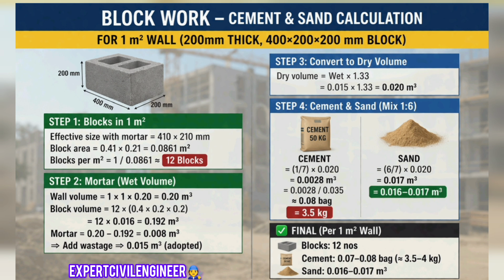So finally, for 1 square meter block work, you need 12 blocks, 0.07 to 0.08 bag cement, 0.016 to 0.017 cubic meter sand.